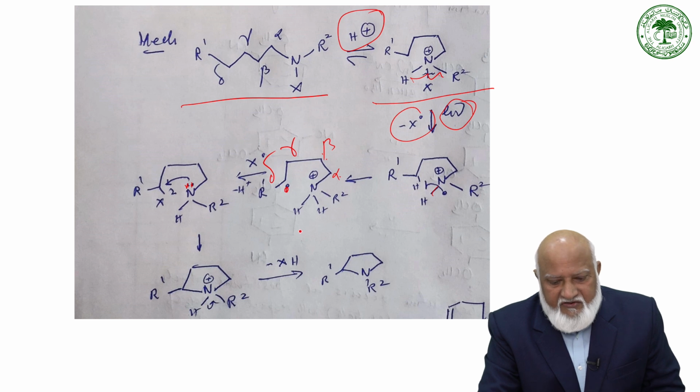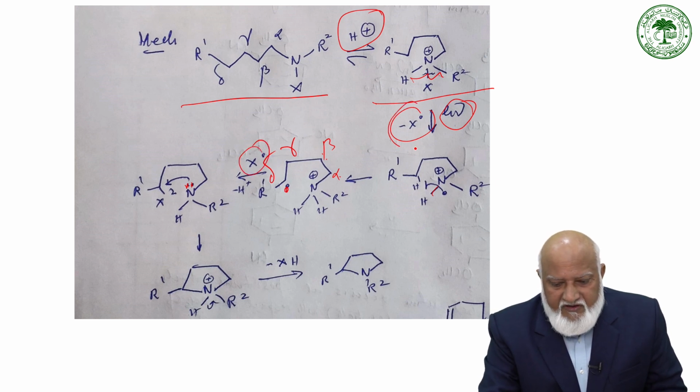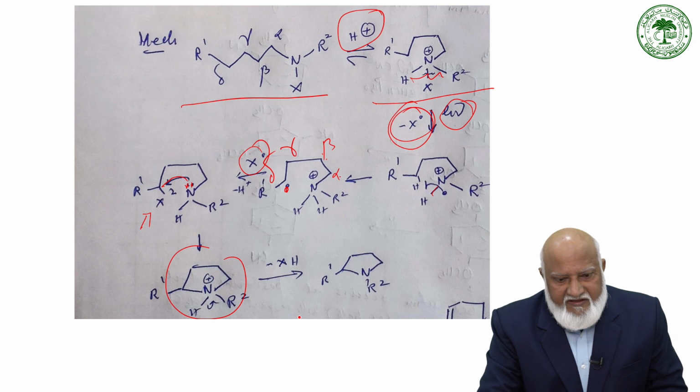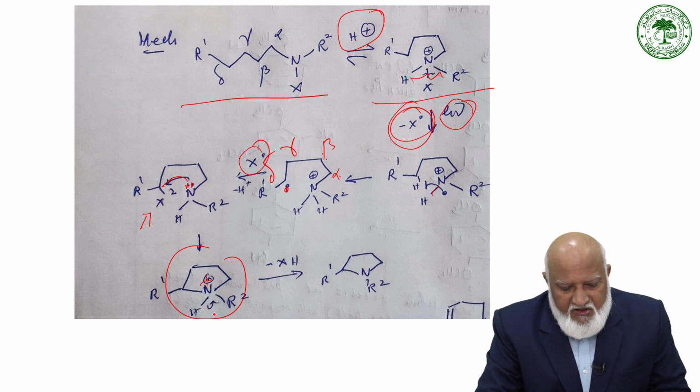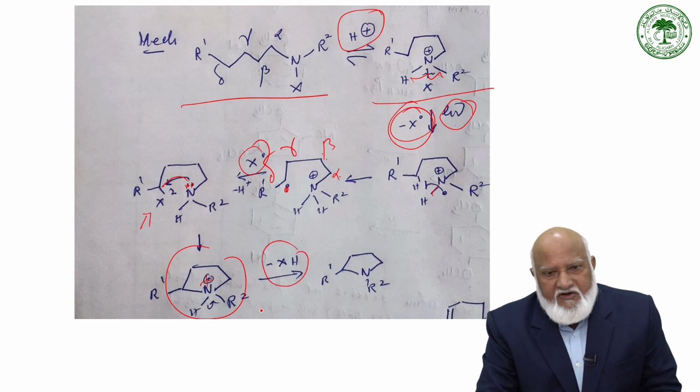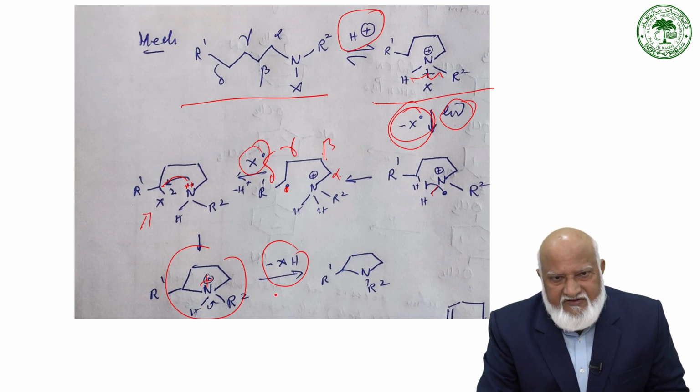The carbon centered radical can combine with the X dot, the halide radical which is generated, to give the halogen substituted carbon. This lone pair of nitrogen can add to this to give the cyclized product, and then the positive charge on nitrogen can be compensated through the loss of a proton from here, ultimately leading to the product with loss of HX.